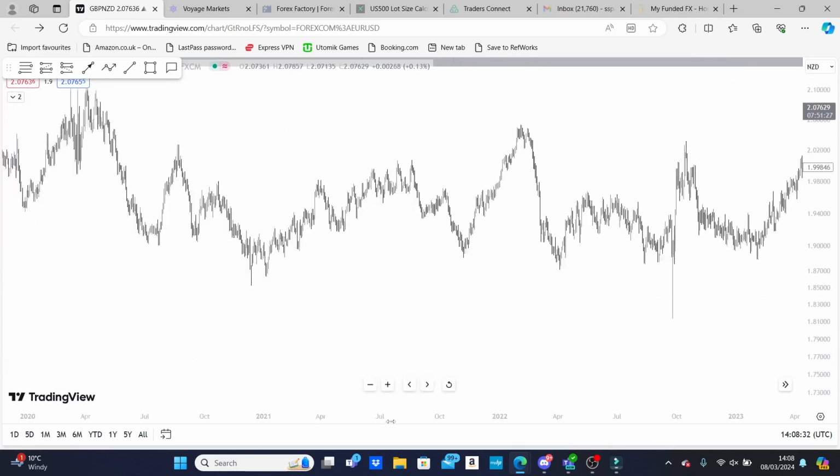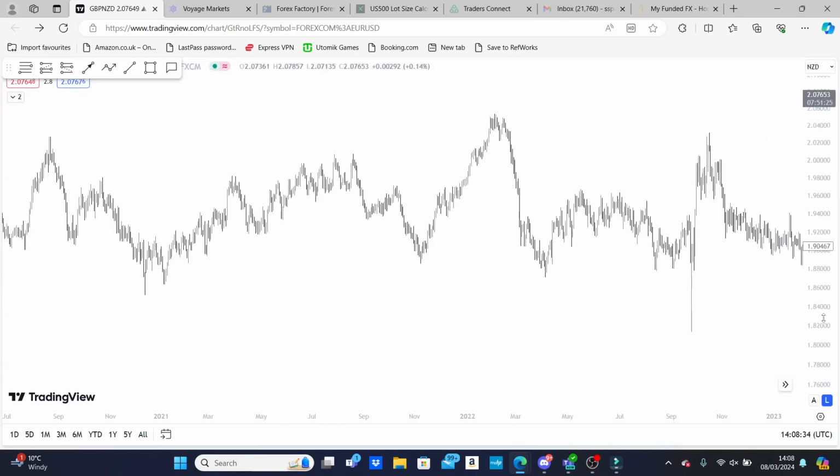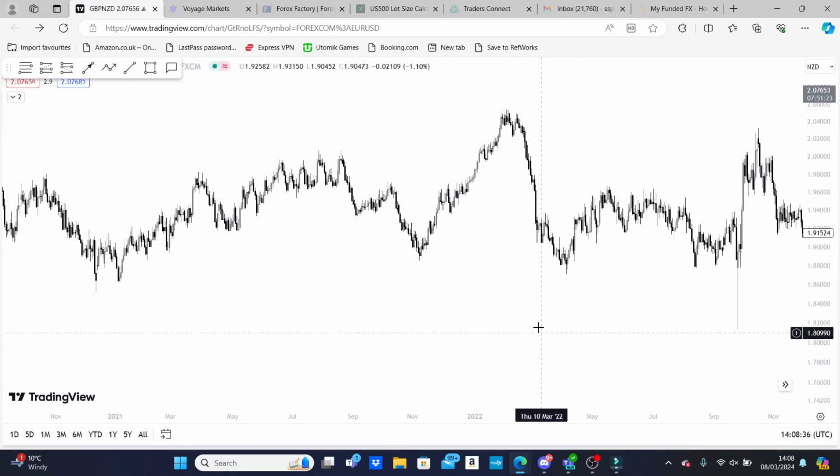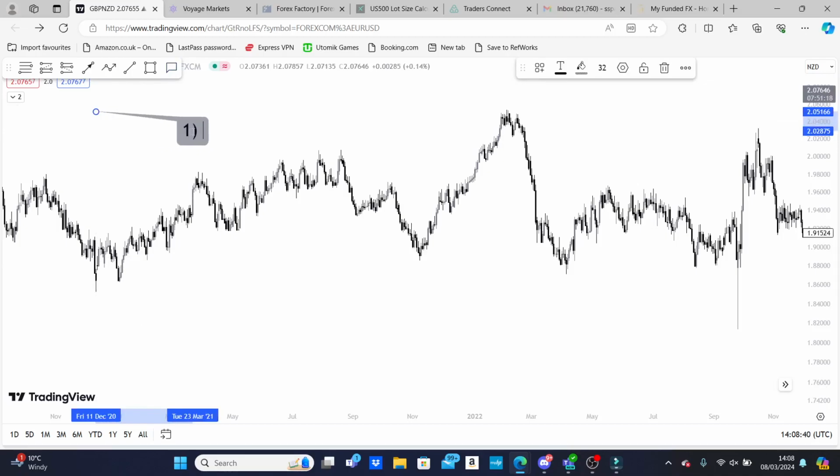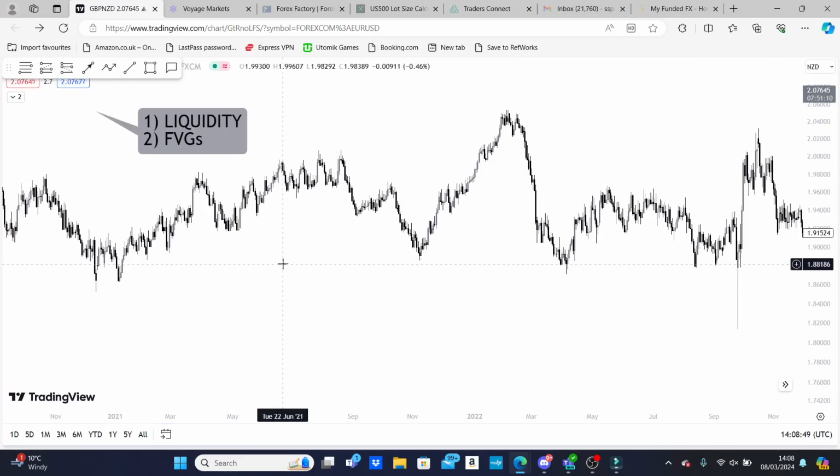What we saw over here, this again is essentially what ICT does, right? You need to train your eyes to identify two things. There's two things you need to look out for. One of them is liquidity, and the second is fair value gaps in price, right? So these are the two things that will navigate you on the higher time frames and will allow you to position yourself in high probability areas on the lower time frames.